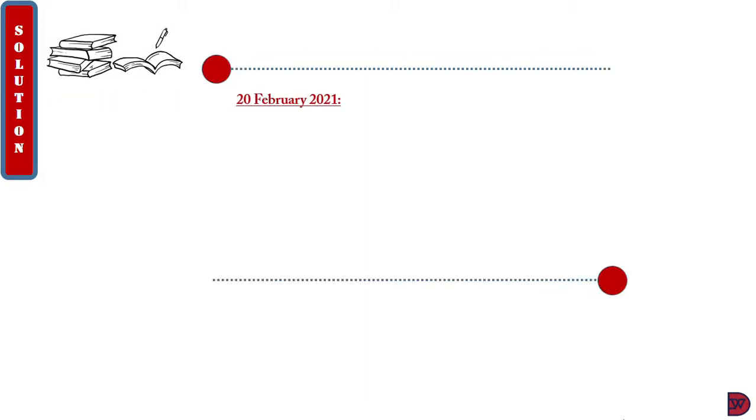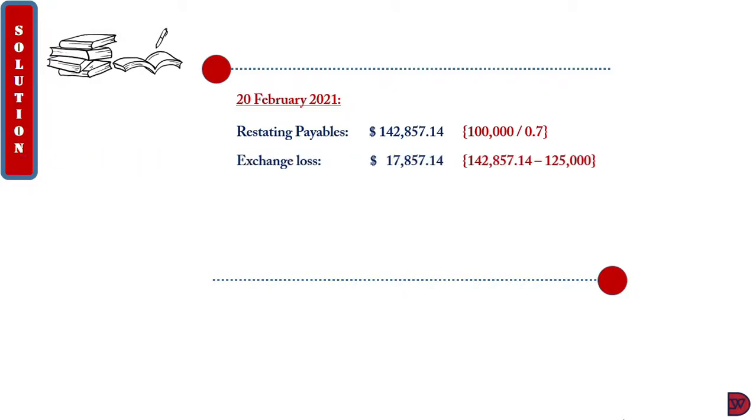Now, on the date of payment, which is 20th February 2021, we'll have to restate the payables. The exchange rate of the pound to the dollar was 70 pennies to $1. Restating the £100,000 will lead to a payables of $142,857.14. Now, an exchange loss will arise because the most recent value for the payables was $125,000, and the current conversion has led to an increase.